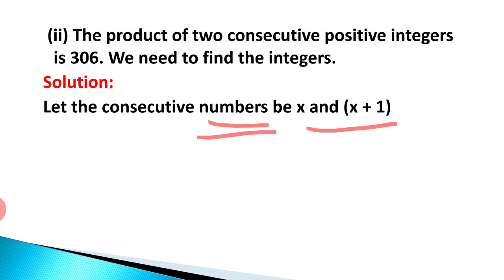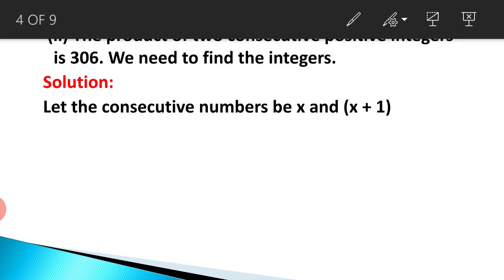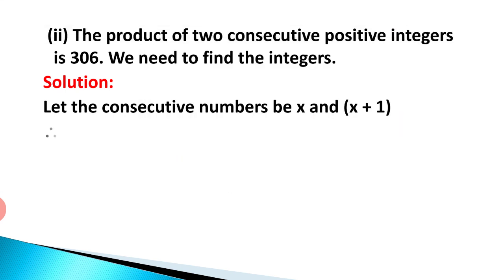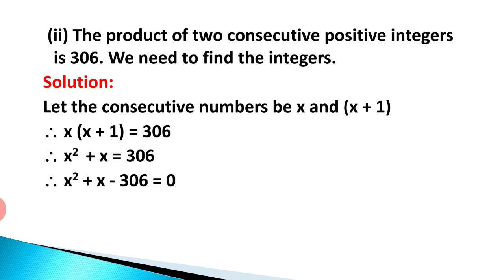So what will be the condition? Their product will be x into x plus 1, which is equal to 306. So open the bracket, so you get x square plus x minus 306 is equal to 0. So you got the quadratic equation for this second problem also. Let us go for the third problem.